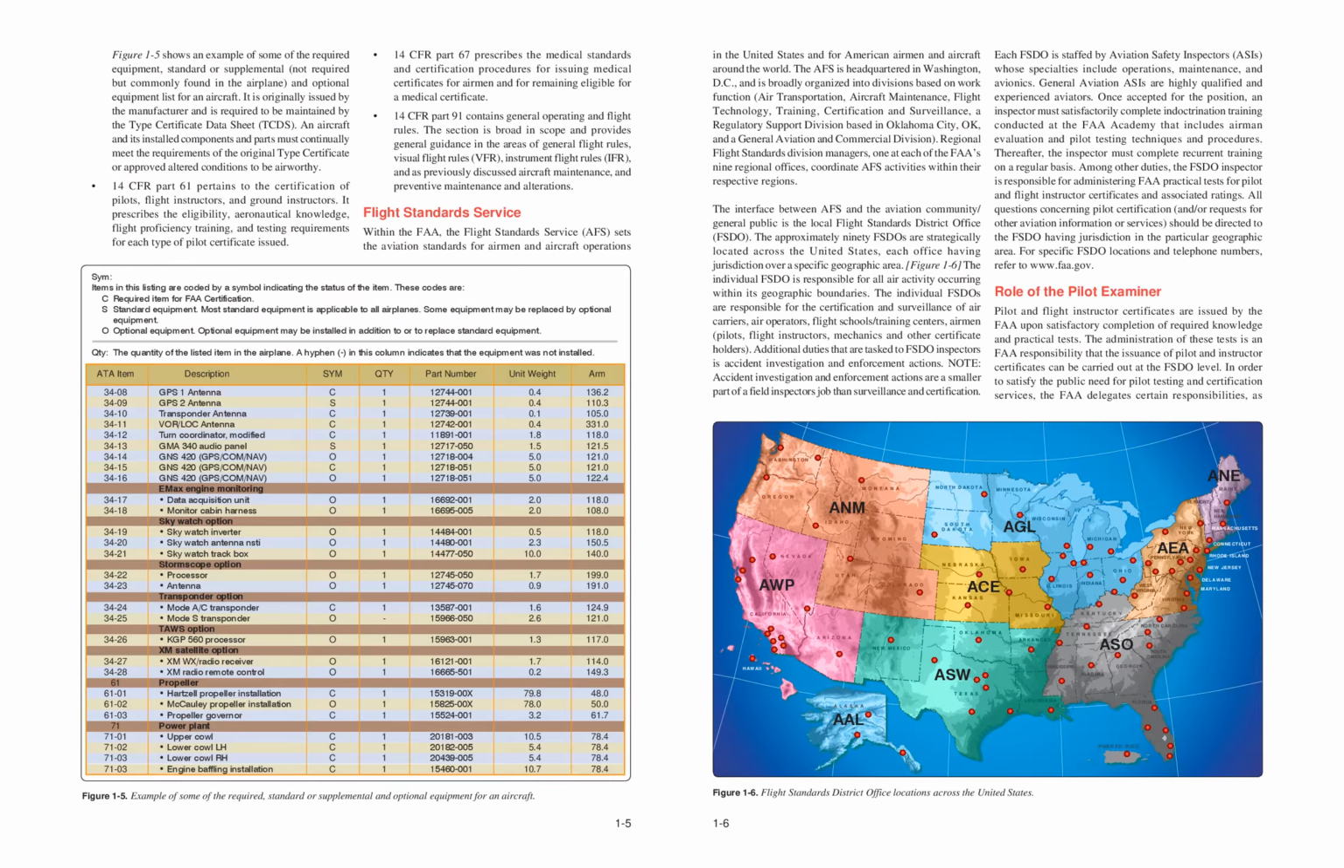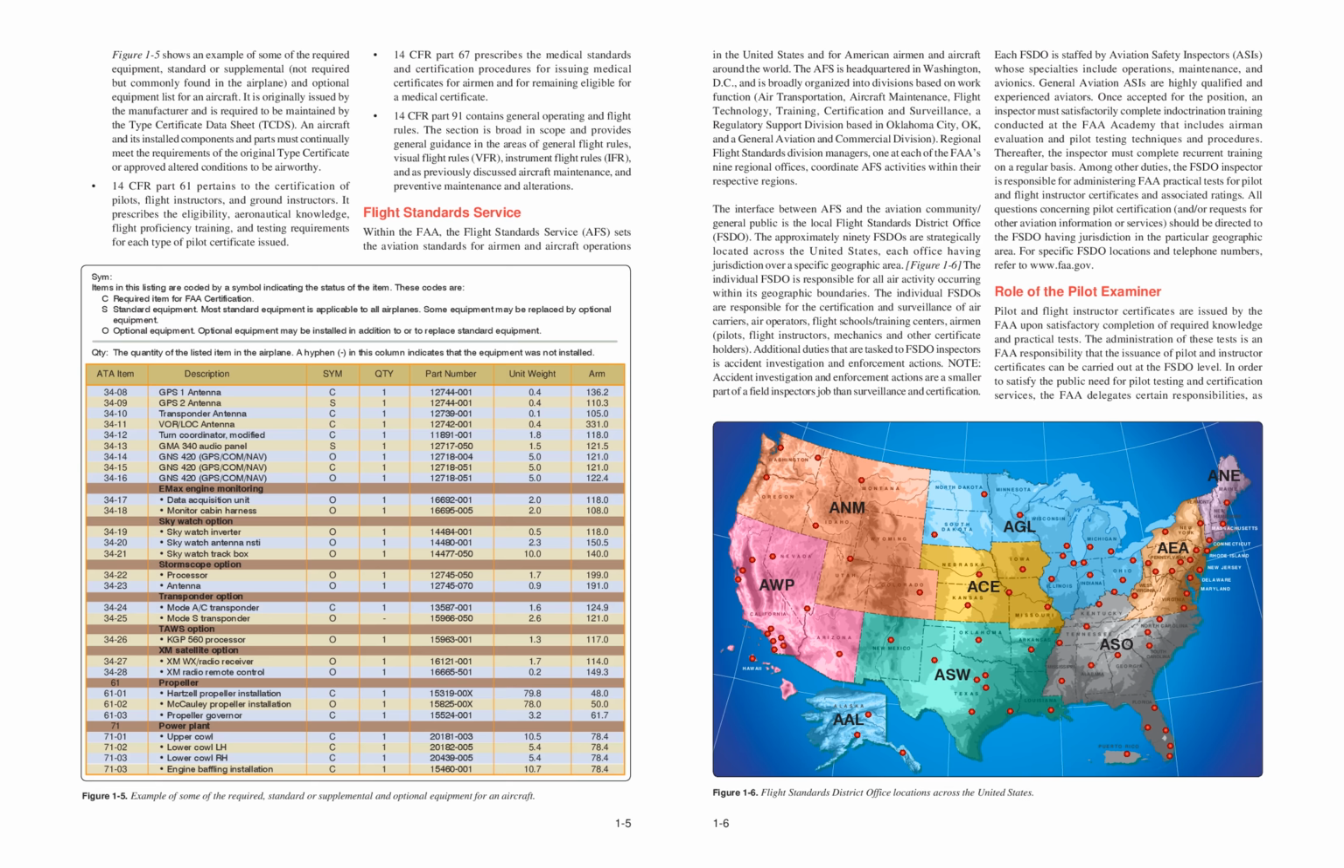Figure 1-5 shows an example of some of the required equipment, standard or supplemental, not required but commonly found in the airplane, and an optional equipment list for an aircraft. It is originally issued by the manufacturer and is required to be maintained by the Type Certificate Datasheet, TCDS. An aircraft and its installed components and parts must continually meet the requirements of the original type certificate or approved altered conditions to be airworthy.